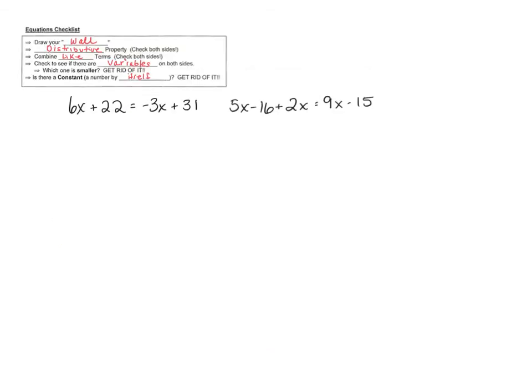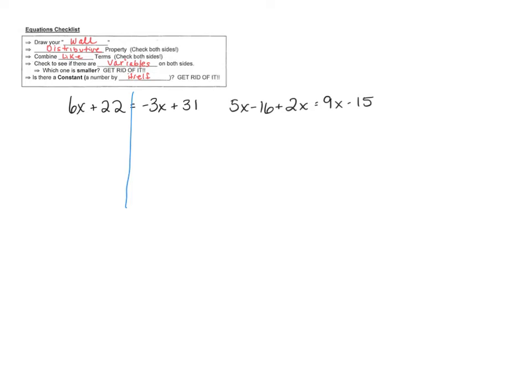We're going to get just a little bit fancier here. If you look at these two equations, maybe you're noticing that we now have variables on both sides of our equal sign. So we're going to find out how we handle that. I'm going to draw my wall in the first guy, and I'm going to follow my checklist. So I drew my wall. I'm looking for distributive property. It is not there. So I'm going to go down and say, can I combine like terms?